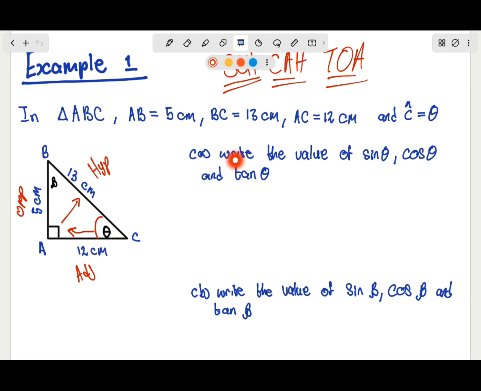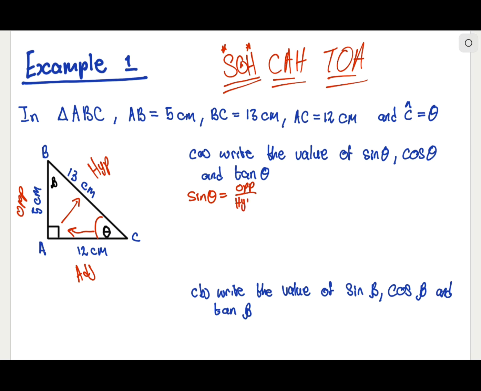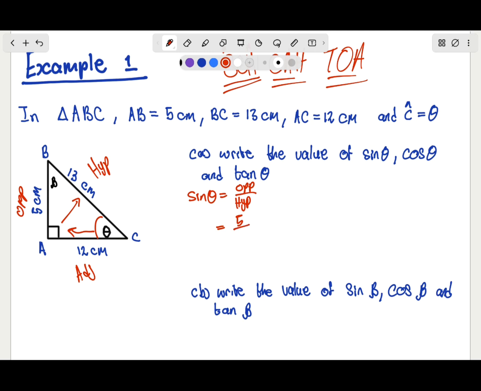Okay, so now question 1, it says write the value of sine theta. Remember what I told you. The value of sine of theta, using your SOHCAHTOA, tells you that sine theta is equal to opposite over hypotenuse. You already identified all of your sides in terms of theta, so you already know which one is adjacent, which one is opposite, which one is hypotenuse. Your opposite is 5 centimeters, so it will be 5 over your hypotenuse, which is 13. And just like that, you have found your sine theta.